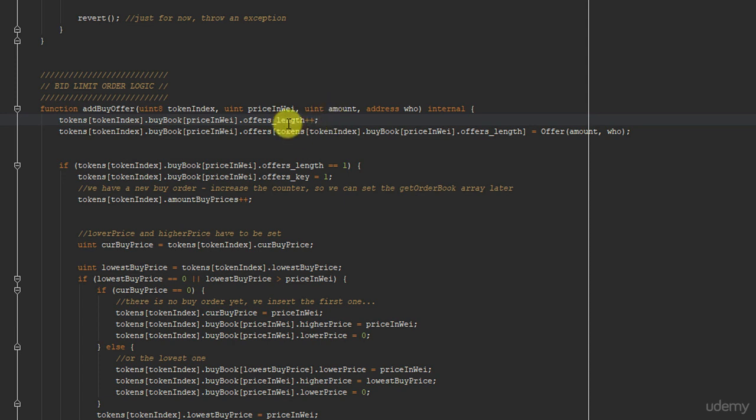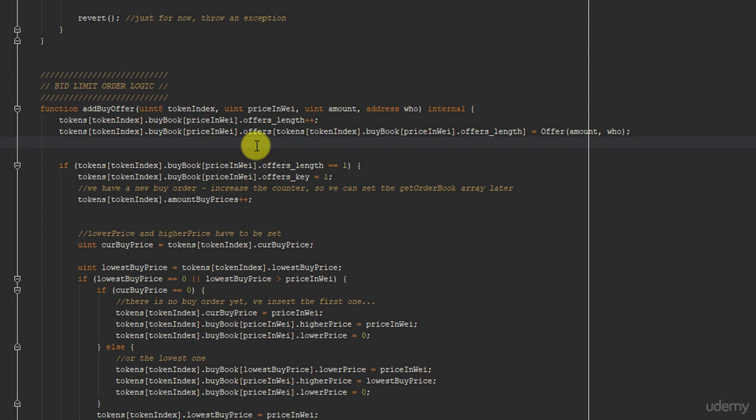So we first increase it because obviously we want to add a new order to that price in Wei. And then for this new offer, we are putting in the amount that we try to buy. Was it 500 tokens we try to buy? And who is it? Our address is it. So we want to buy 500 tokens for this price. So that would be it, just that we have to take care of our linked list.